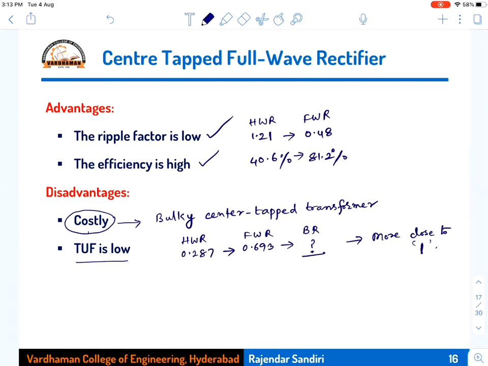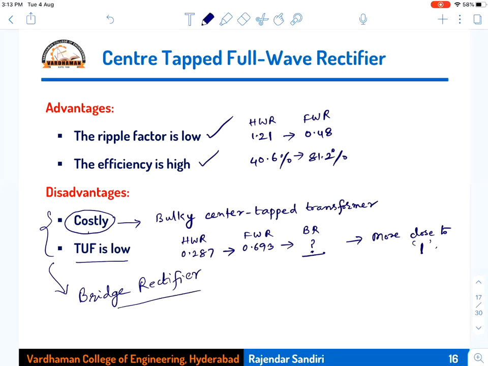And we can even eliminate this disadvantage that the transformer utilization factor is still low. We can further increase it beyond 0.693. That is nothing but your bridge rectifier circuit. So to overcome these two disadvantages, we will be going for another circuit called bridge rectifier.